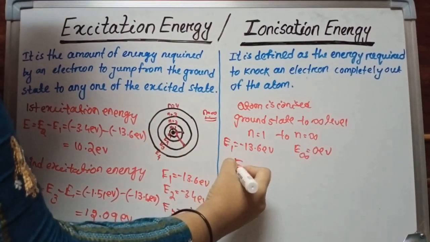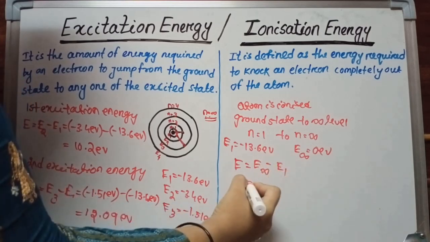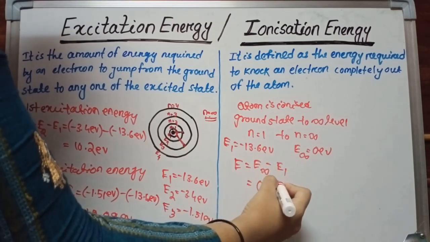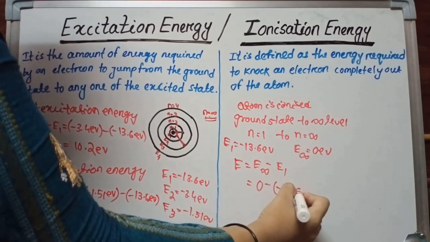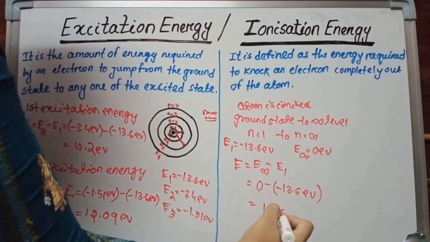So what is the amount of energy required for that electron to jump from the ground state to infinity? That E equals E infinity minus E1. E infinity is 0, minus 13.6 electron volt. Then what is the answer? That is 13.6 electron volt.